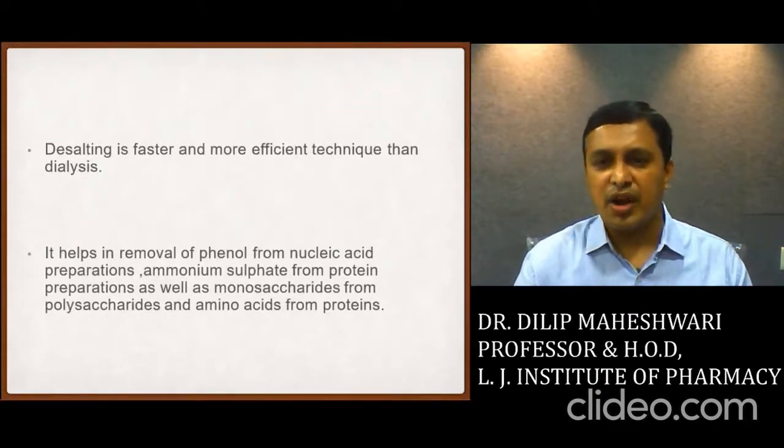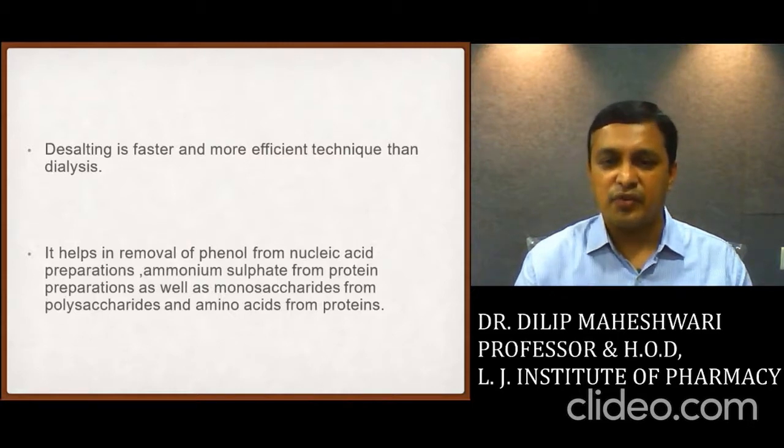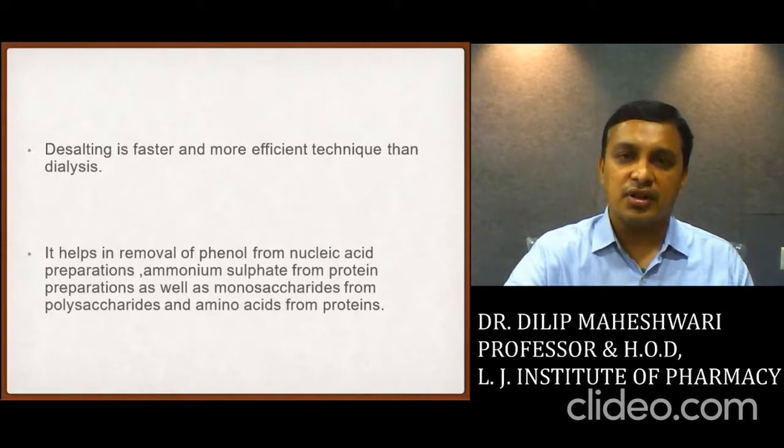Desalting is a faster and more efficient technique than dialysis. It helps in the removal of phenol from nucleic acid preparations, ammonium sulfate from protein preparations, as well as monosaccharides from polysaccharides and amino acids from proteins. So this chromatography is generally used for separating monosaccharides from polysaccharides, high molecular weight proteins from protein substances, amino acids from proteins, and nucleic acids from ammonium sulfate ions. So these are some applications of gel chromatography.